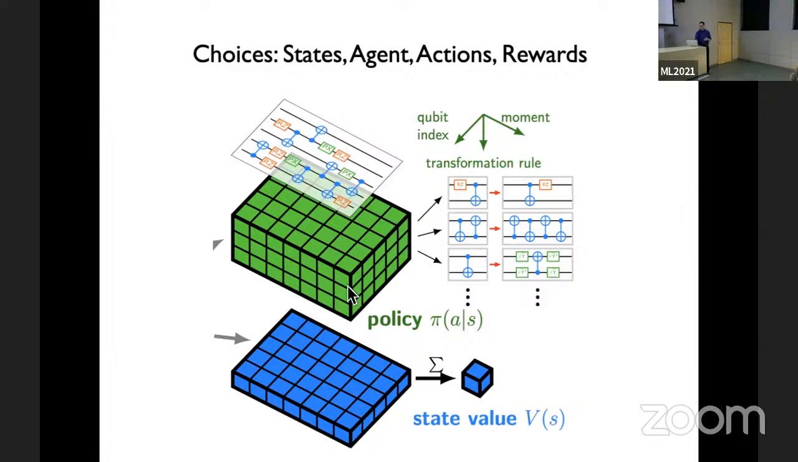And now the entries of this greenish 3D object are just the probabilities of doing these different actions. It's very close to what happened in AlphaGo, where you have probabilities on this two-dimensional board. Now you have probabilities on this three-dimensional grid. And then the state value, that's another single number that tells you how good is the current quantum circuit, how well am I doing at the moment.